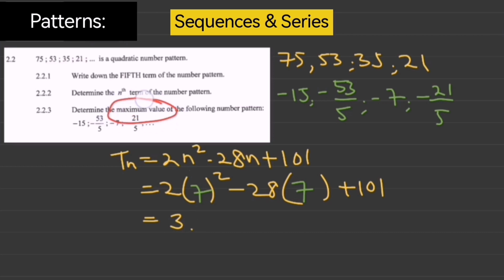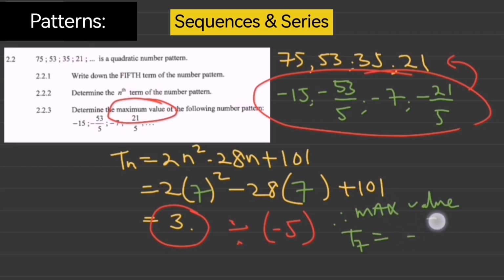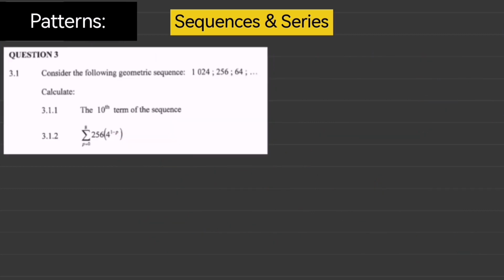Now remember, the maximum value of this new pattern would simply be this number divided by -5, because that's what we saw with all the other terms. And therefore this maximum value is -3/5. That's your answer. Next up, we have a geometric sequence.